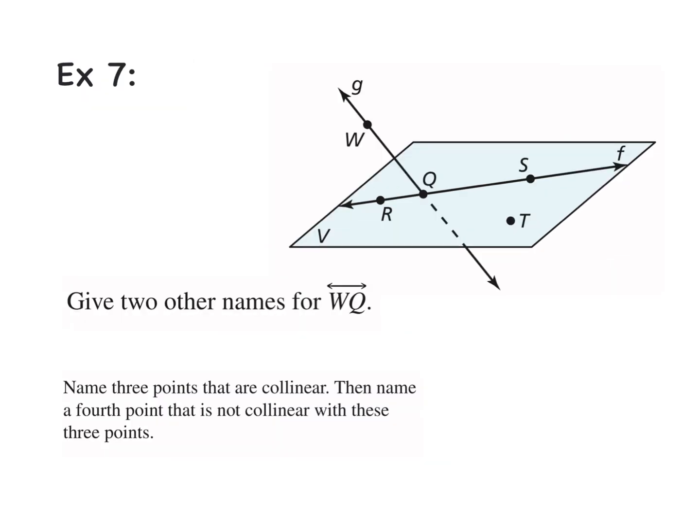All right, number 7. First thing it says is give 2 other names for line WQ. Okay, so remember that's a line. It's got the arrows. So one thing I like to do is I'm going to highlight WQ. So that's those 2. So it's going to be this one right here.